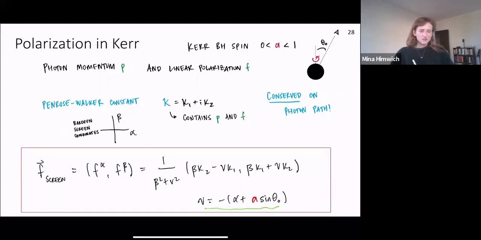And the fact that the spin appears in this polarization formula is what we can use to extract the spin from looking at the polarization of different subrings.